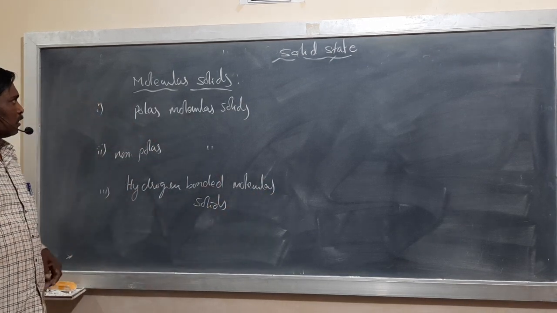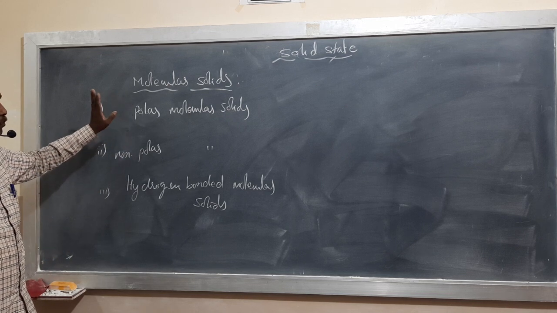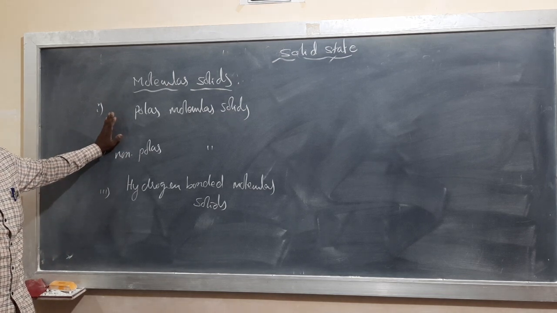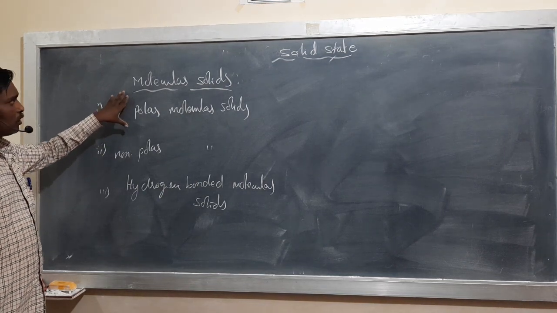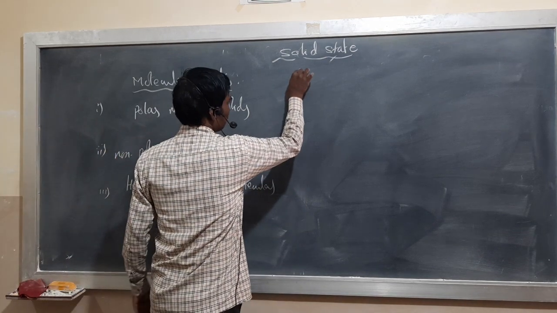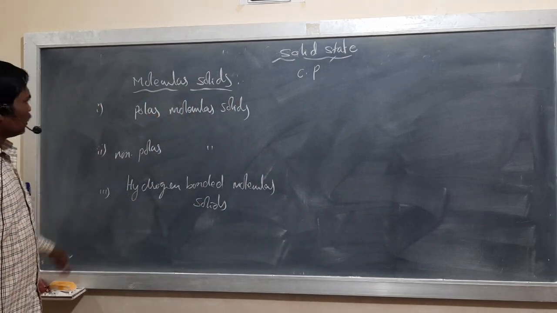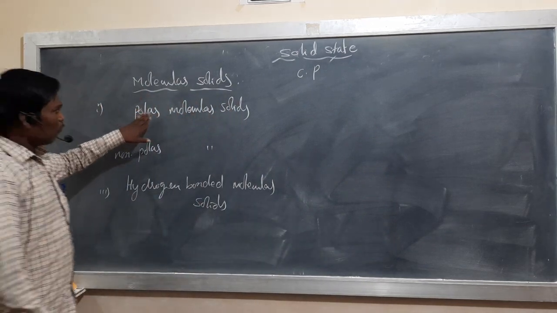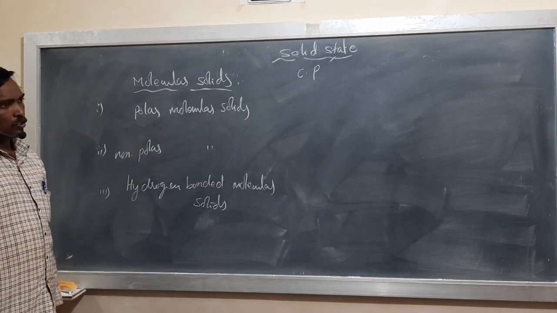So these are the three types of molecular solids. Again, this classification is purely based on the binding force present between the molecules. So here in molecular solids, let me first write the constituent particles, in short CP. Molecules themselves are the constituent particles in these molecular solids.